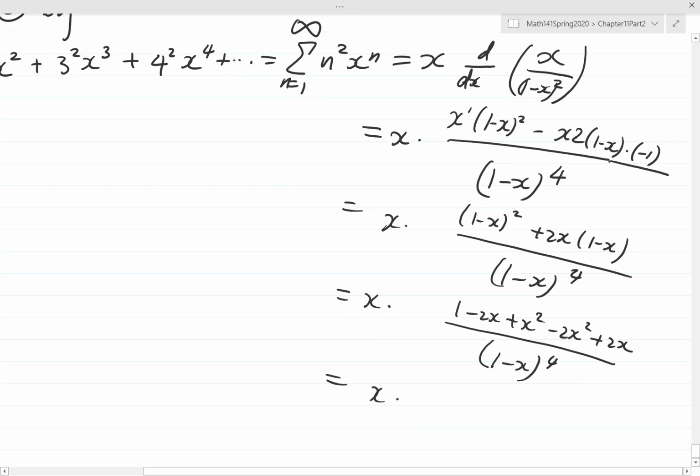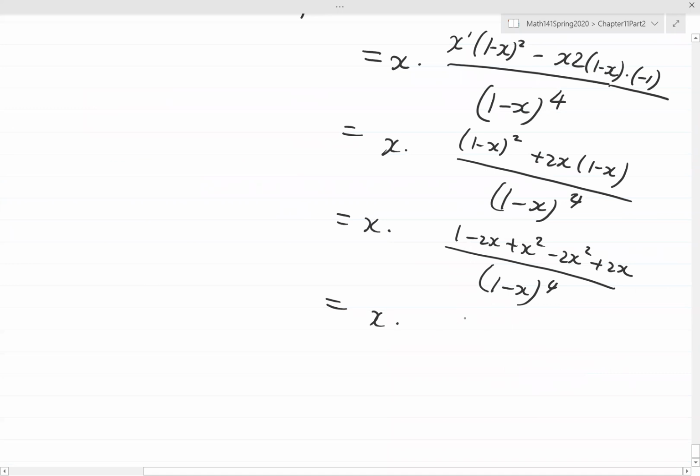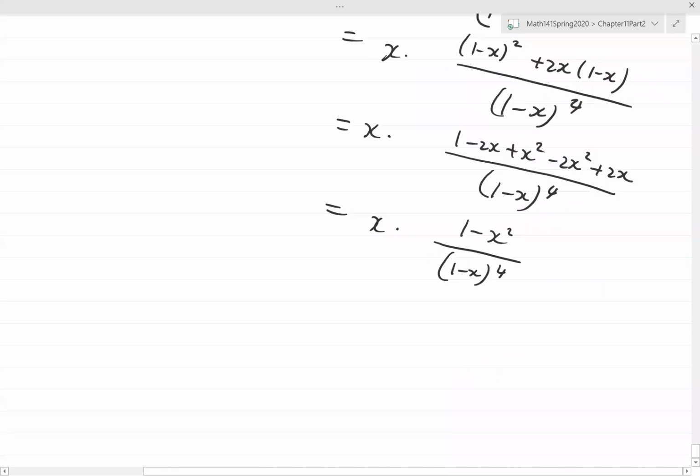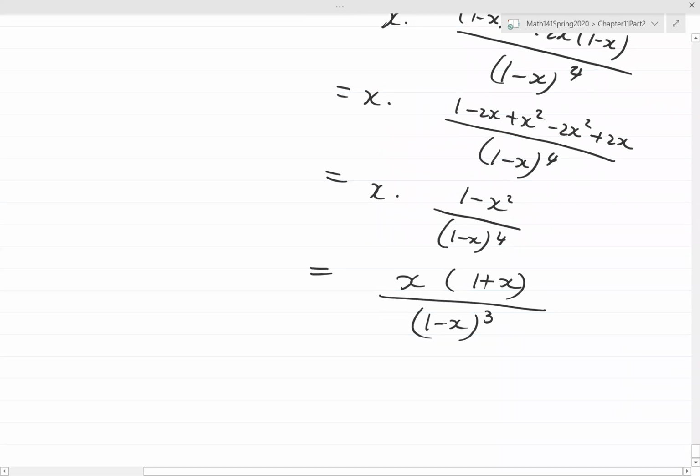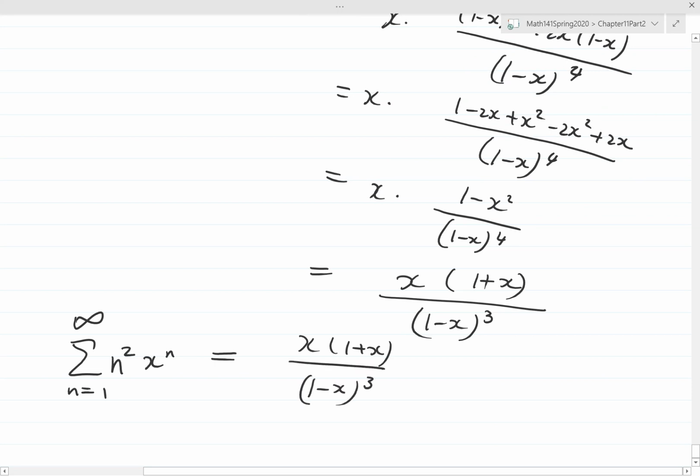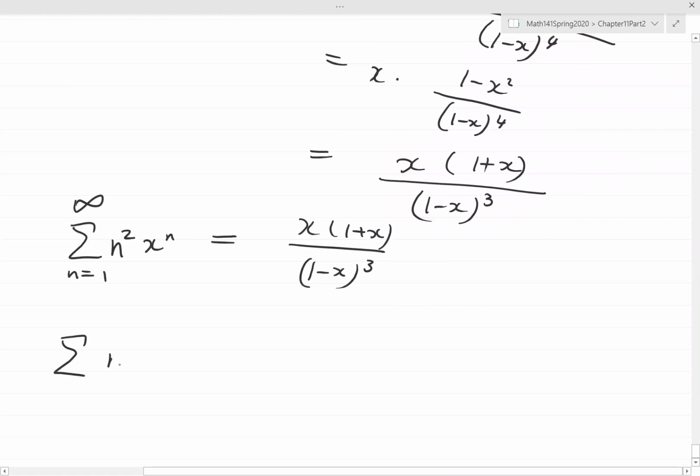So this will be x times, now if you do cancellation, y minus x squared, y minus x power 4. So finally, this is x times y minus x times 1 plus x. Cancel a factor of y minus x, then you get degree 3. So finally you conclude the series of n squared x to the power n from 1 to infinity is x times 1 plus x over y minus x cubed.